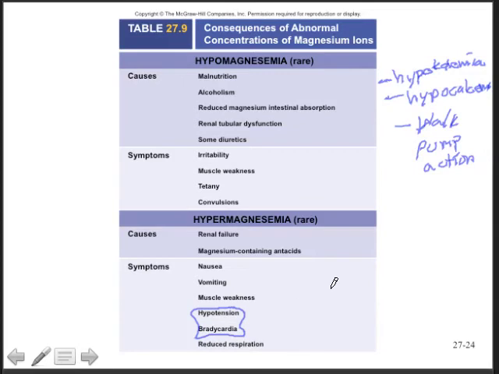So what you're seeing here, as opposed to manifestations of hypokalemia, are some manifestations of hyperkalemia. And also hypercalcemia.